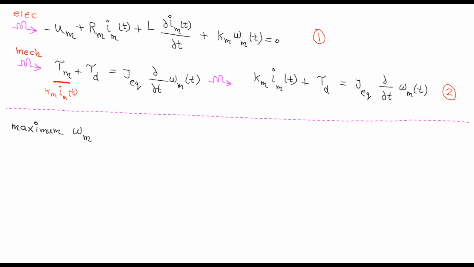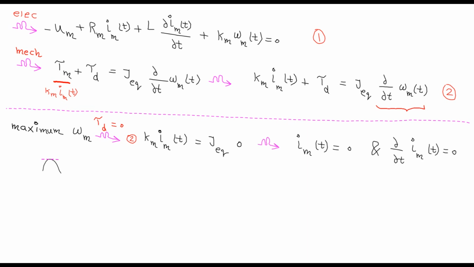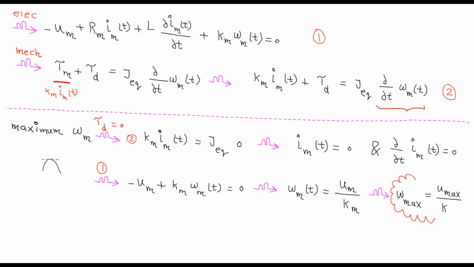Now let's find the maximum angular velocity when the external torque is zero. For this case, equation number 2 is simplified to this. When the angular velocity is maximum, the derivative or the slope becomes zero. So this term is equal to zero. So this means the current and its derivative are both zero. Accordingly, equation number 1 can be simplified like this, which means angular velocity is the motor voltage divided by Km. Maximum velocity is achieved when the voltage is maximum.